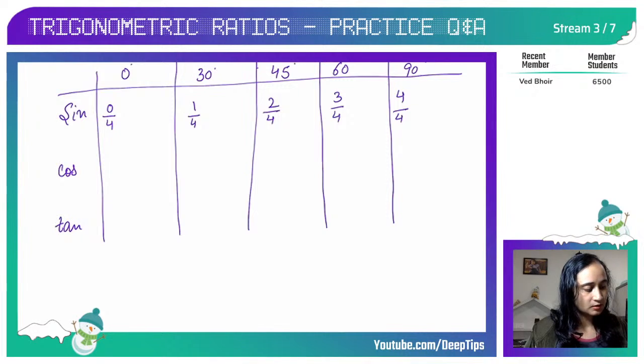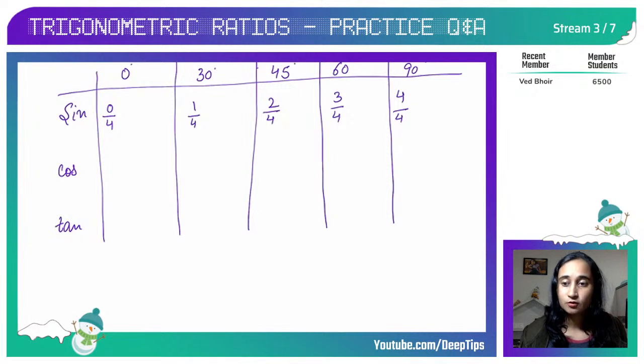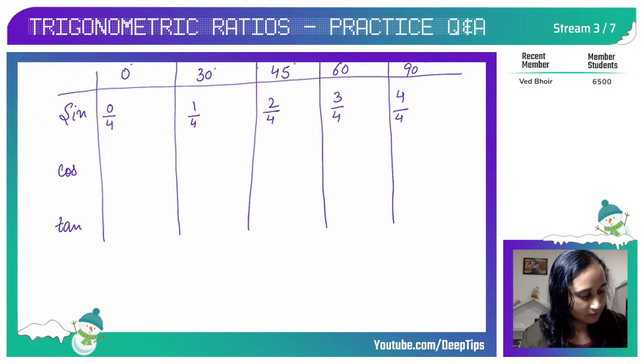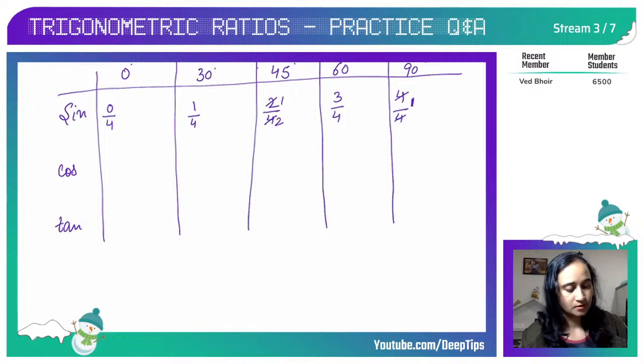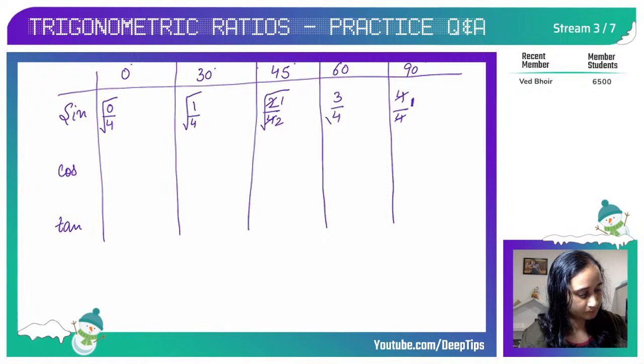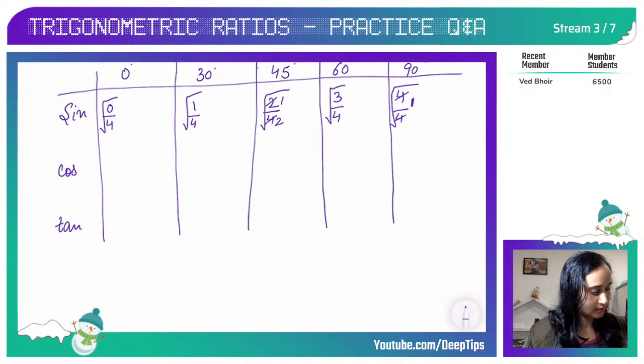So just have a look whether there is any fraction that can be reduced further. So I can very well reduce 2 by 4 to 1 by 2, correct? And 4 by 4 is just 1. Now the last step is to take the square root of all these. Okay, so we are taking the square root. So let's change the color to write the final values.